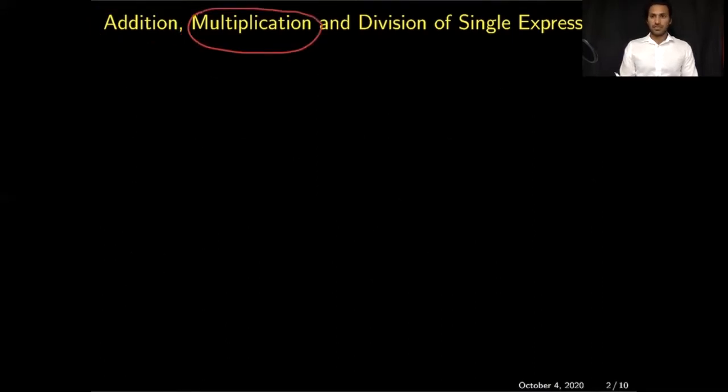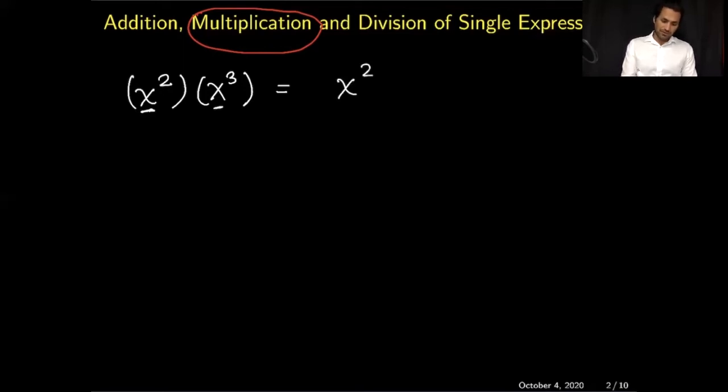Our next operation is multiplication: how to perform the multiplication between two single expressions. For example, we have to multiply x to the power 2 with the term x to the power 3. Multiplication is performed when you have the same base. Here you have x to the power 2, where the base is x, and you have x to the power 3. The base of these two terms is the same, which is x. And the multiplication is performed by adding the exponents of these two terms. So in this case, it will be 2 plus 3. So our final result will be x to the power 5.